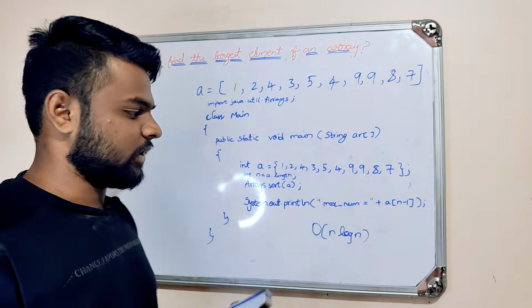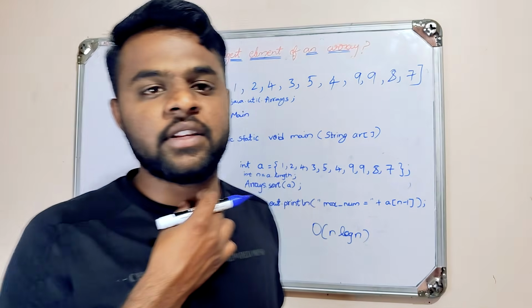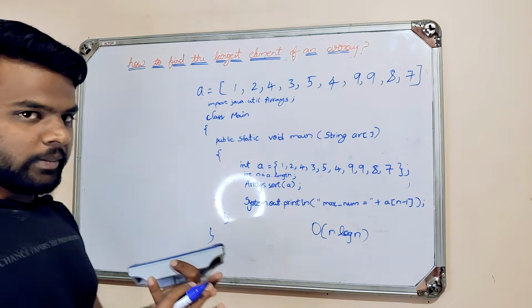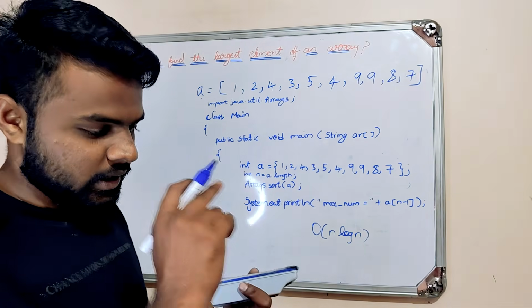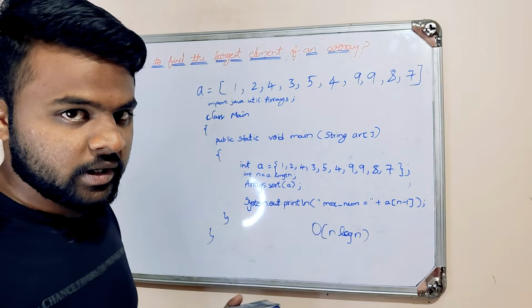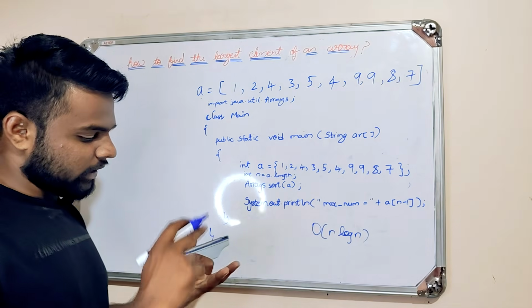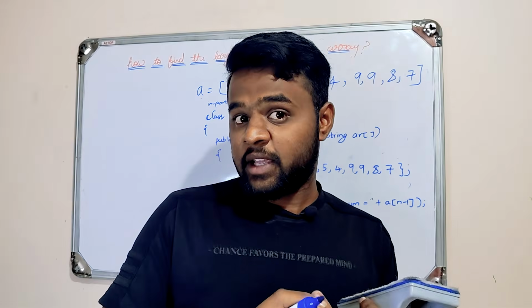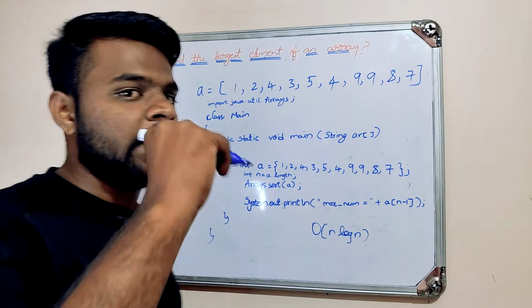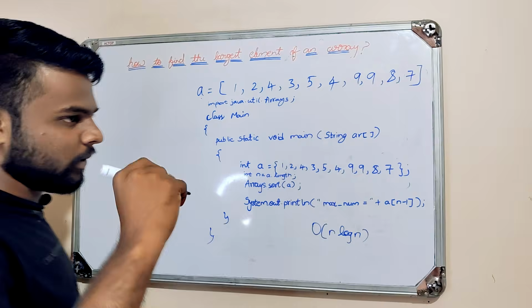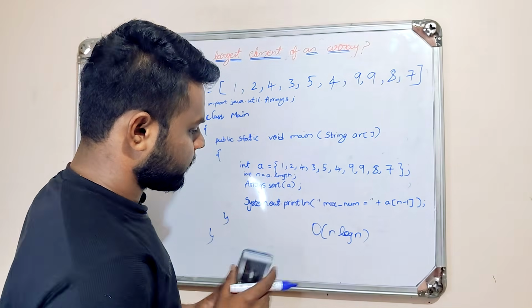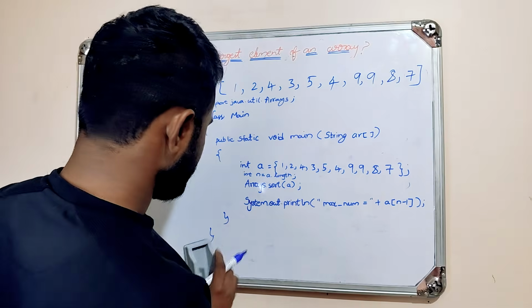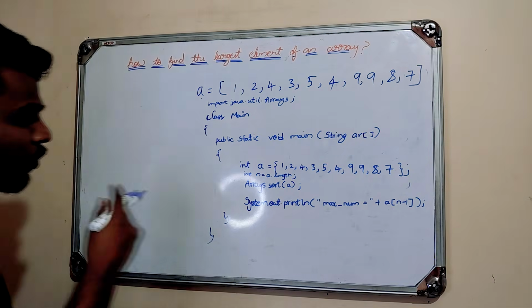Time complexity. To write a program efficiently, you have to keep two things in your mind. One is time complexity and the second one is space complexity. When your time complexity is very low and your space complexity is very low, then your program is said to be the optimal program. Now, how to optimize this?